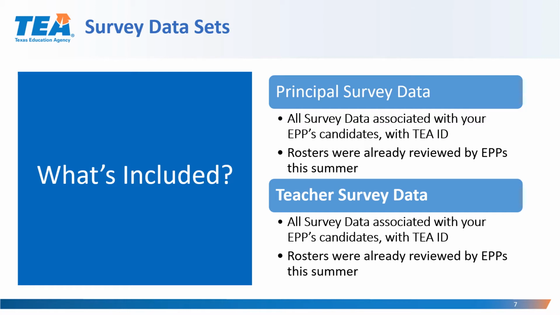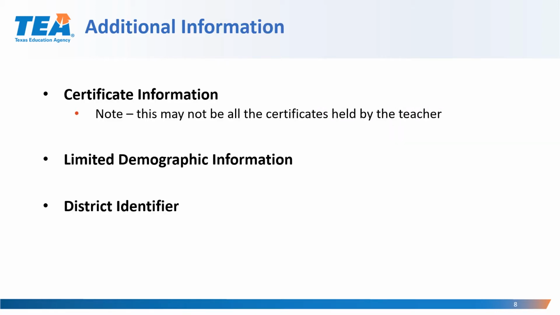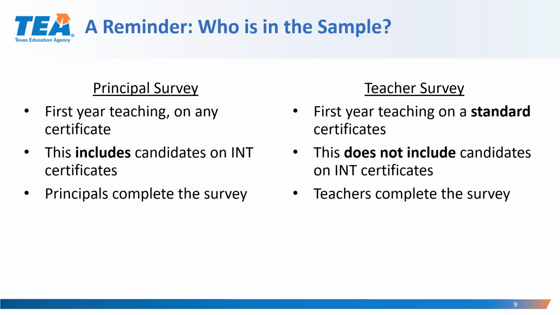These sets differ from the publicly posted data in one important way. They include the TEA ID for the teacher or candidate. This information will allow you to contextualize these responses within your own program. Additionally, these datasets include certificate information. Please note that this certificate information may not be all the certificates held by the teacher. There is also limited demographic information included and the district identifier.